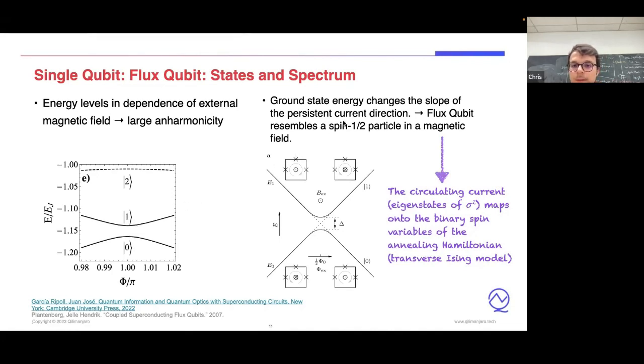And okay, this is actually kind of formalizing what I've said before, that you have these two lowest states, which depending on the external flux change the direction of the persistent current, which you can see here in these little drawings. And this means that you can map this easily onto the binary spin variables of the annealing Hamiltonian.